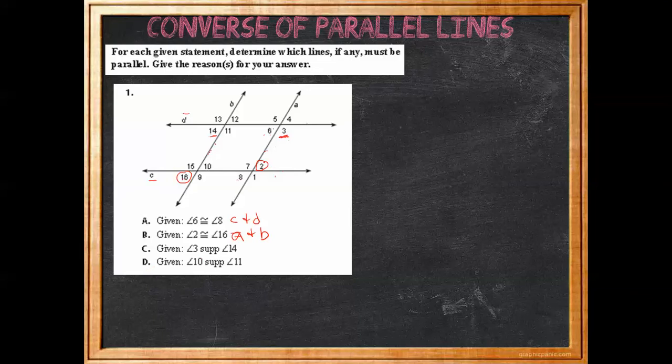Now D, we're given that 10 is supplementary to 11. Now 10 and 11 are both on this transversal right here. They're on the same side and they're on the inside. So the converse of same side interior angles says that if they're supplementary, then the two lines that they cross are parallel. So we know that C and D are parallel.